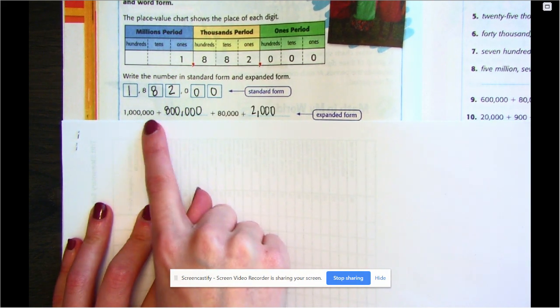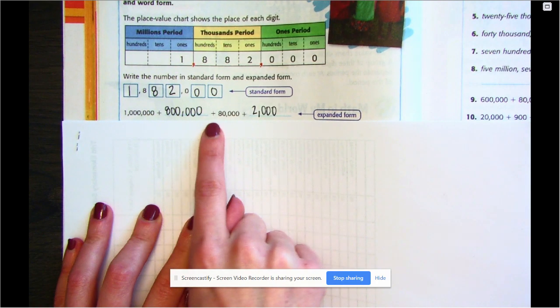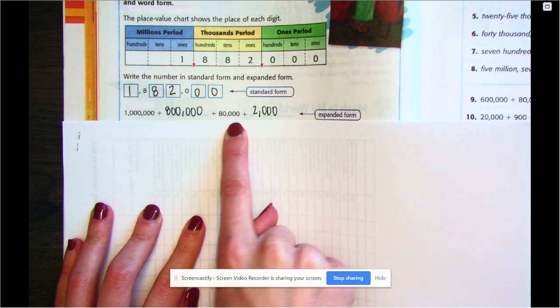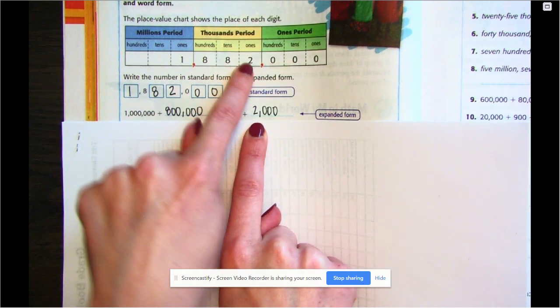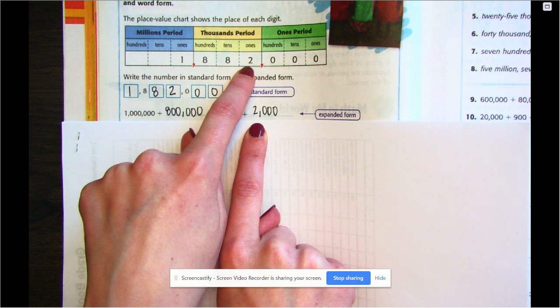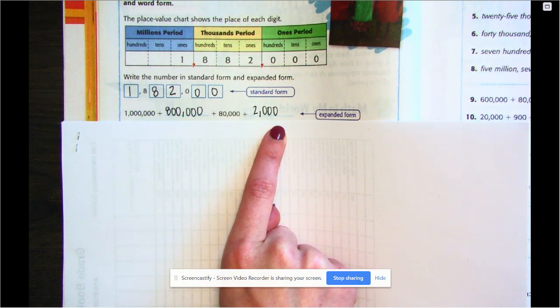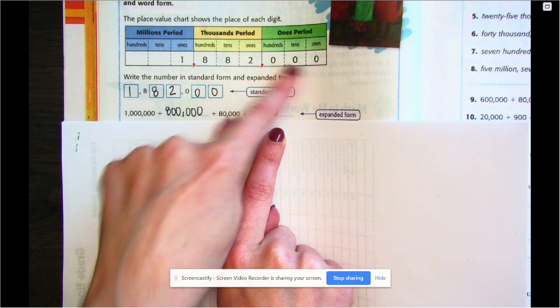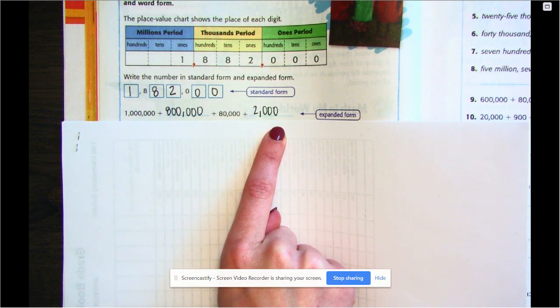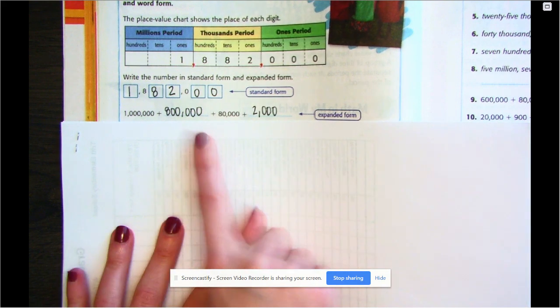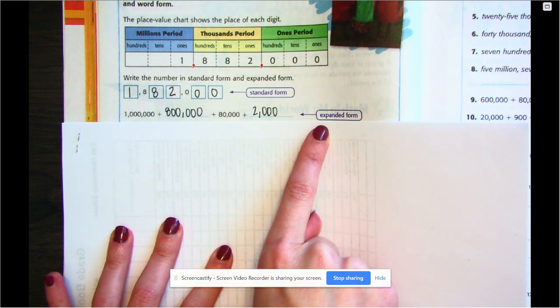So 1 million plus 800,000 plus 80,000 plus, and then all we had left was that 2,000 right here. So we wrote 2,000. There's no reason to write 0, 0, 0. You can if you want to, but it's not going to change the value of your number. So this is what that would look like in expanded form.